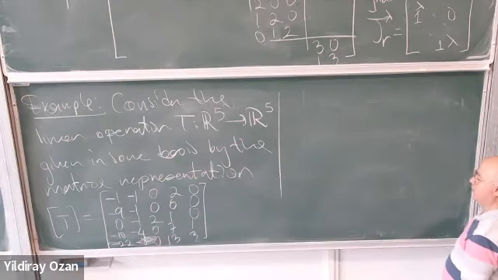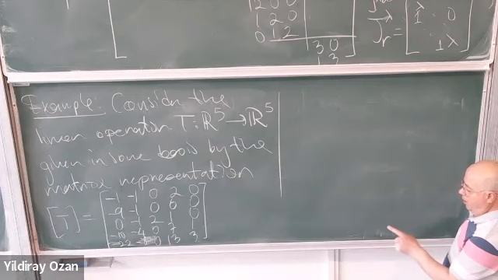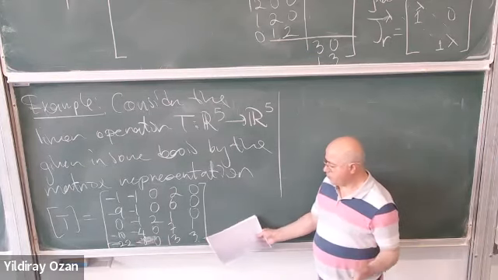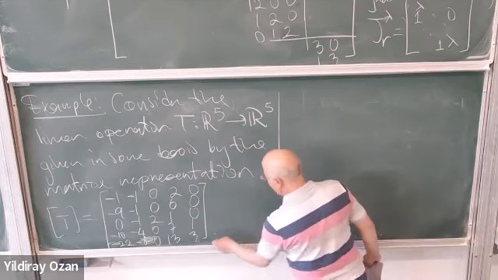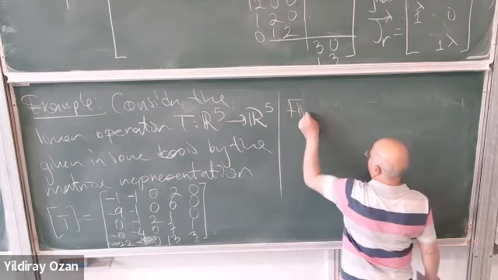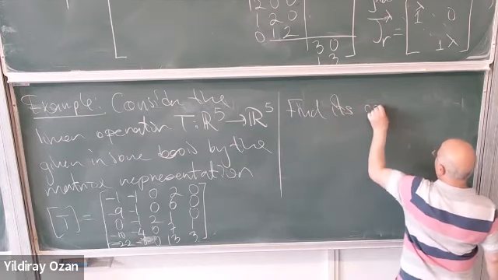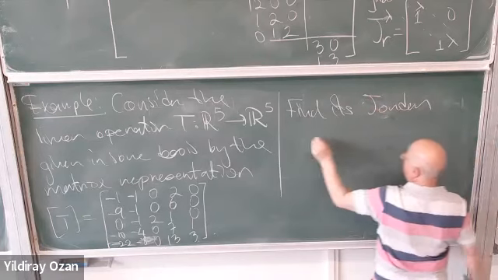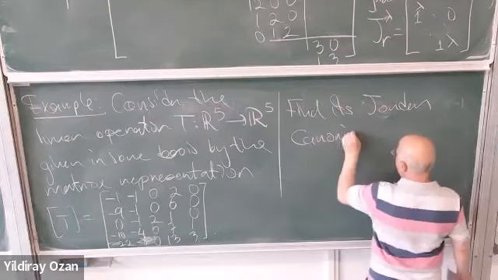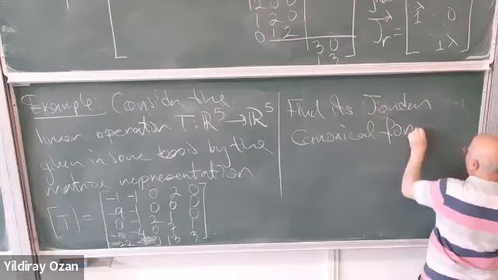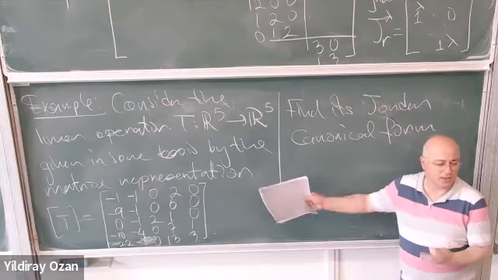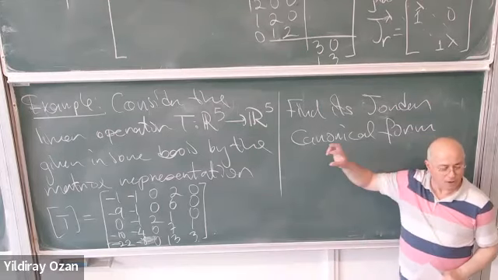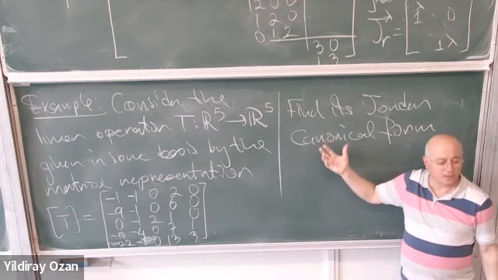Okay. Now, let's say the question is the following. Find its Jordan canonical form. Because diagonal form is just a special case of Jordan canonical form, right? If you have just 1 by 1 blocks, then it's a diagonal matrix.